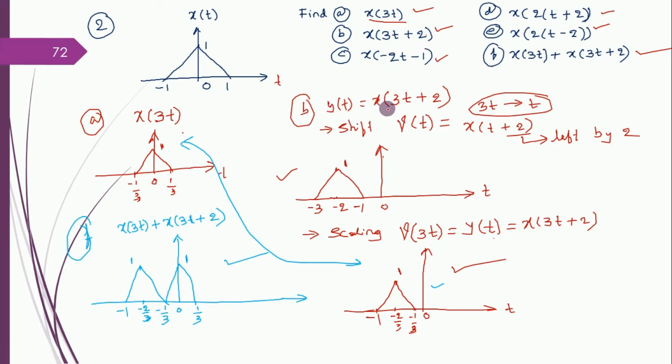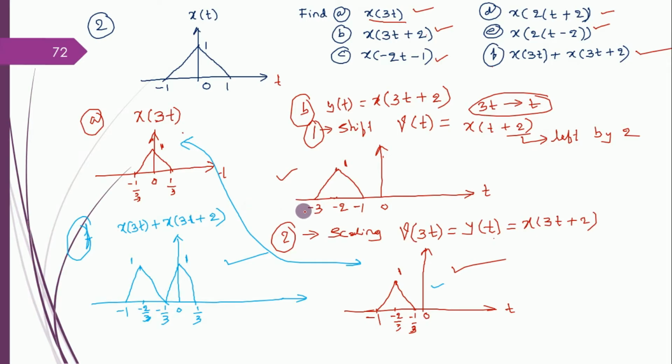So we have scaling as well as shifting. In this case, we need to apply the precedence rule. The precedence rule says that the first operation to be performed is shifting, and the second operation to be performed is scaling. For shifting, we have an intermediate signal called v of t. Whatever the scaling may be, positive or negative, 3t or whatever it is, replace it with just t. That makes the given signal x of t plus 2.